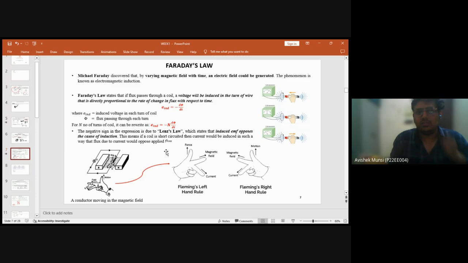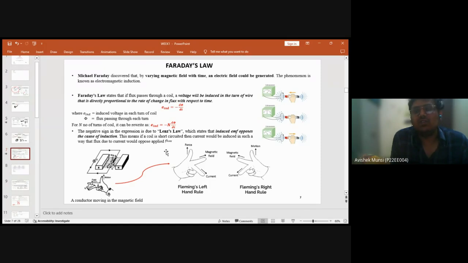The next thing is the fundamental law behind every electrical machine, that is Faraday's law. You should know Faraday's law before moving into electrical machines. I hope you have an assignment in the first week, and I think this type of problem may come in that assignment. Faraday's law states that whenever there is a varying magnetic field, it will produce an electric field.